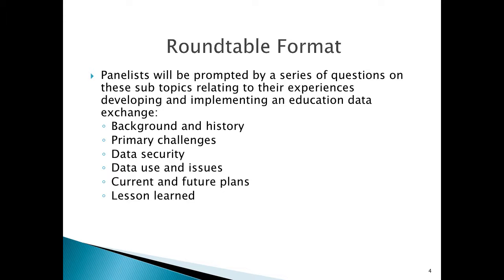And the first question is, describe the background and history of your data exchange with your Department of Public Education or Public Instruction. Which agency initiated the exchange? What were the information needs that prompted that effort? And did you immediately have the support of your counterpart agency and the leadership of both agencies as well?